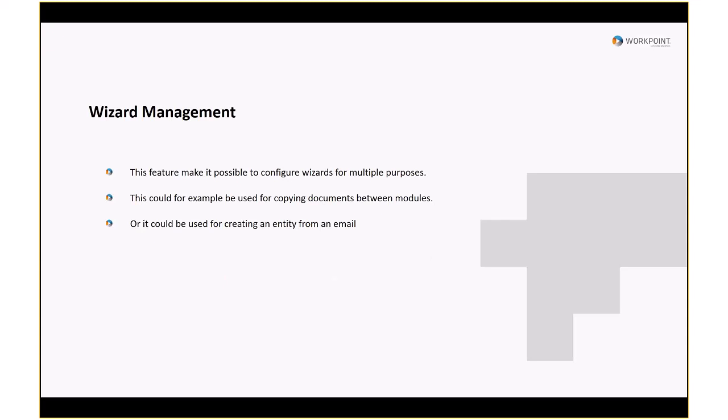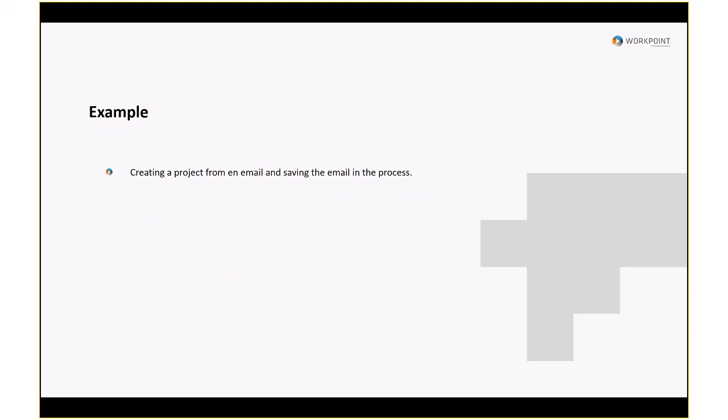An example could be copying documents between modules, and I'll exemplify that. Or it could be creating an entity from email. That's been possible for a while, but it has not been that easy to configure as it is now. So helping users do the right things by getting them a wizard that will walk them through a certain set of tasks is what you can use the wizard framework for. Let's just have an example of what I mentioned, creating a project from an email, and saving it all in the process.